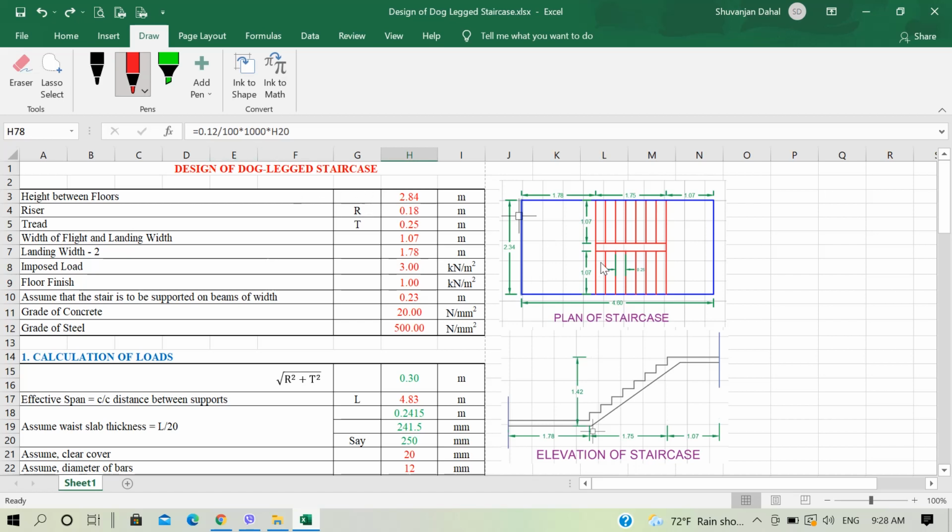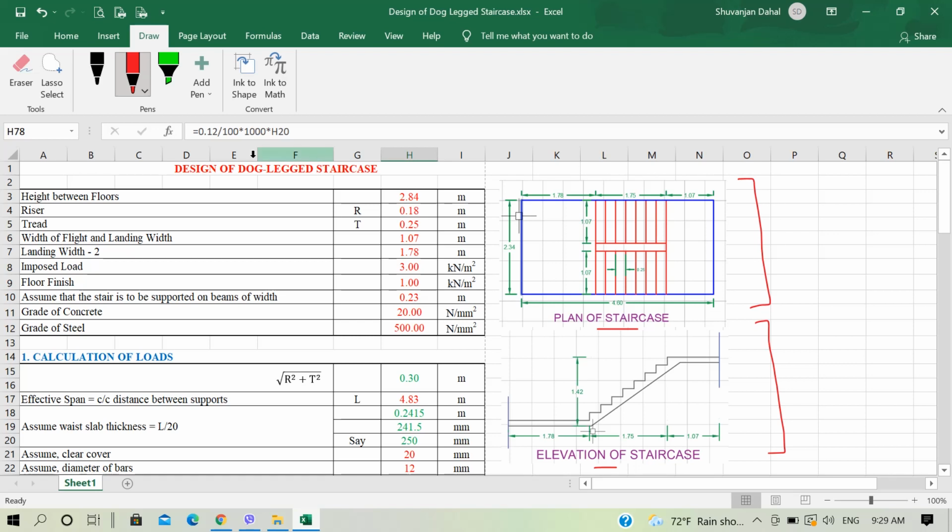So if you see here, I have drawn the plan of the staircase and the elevation of the staircase. This plan and elevation I have taken from the AutoCAD file, or from the drawing of our building, which we have analyzed in this video lecture series. You can also go through our previous lectures to see that. Let's look here. This is the plan and this is the elevation of the staircase.